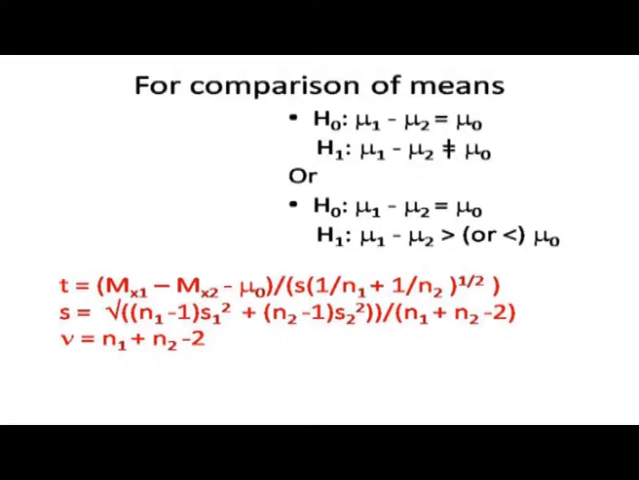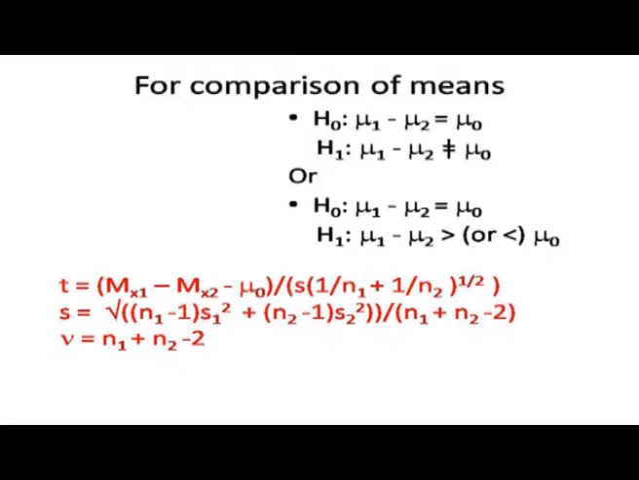T is m x 1 means mean of the first sample. In some books you will find x 1 bar. If x bar refers to sample mean, then x 1 bar is the mean of the first sample minus x 2 bar, the mean of the second sample, this difference. You are testing that the difference between mu 1 and mu 2 is mu 0. So, that difference minus mu 0 is divided by standard deviation of the pooled data and 1 upon n 1 plus 1 upon n 2, raised to power half.